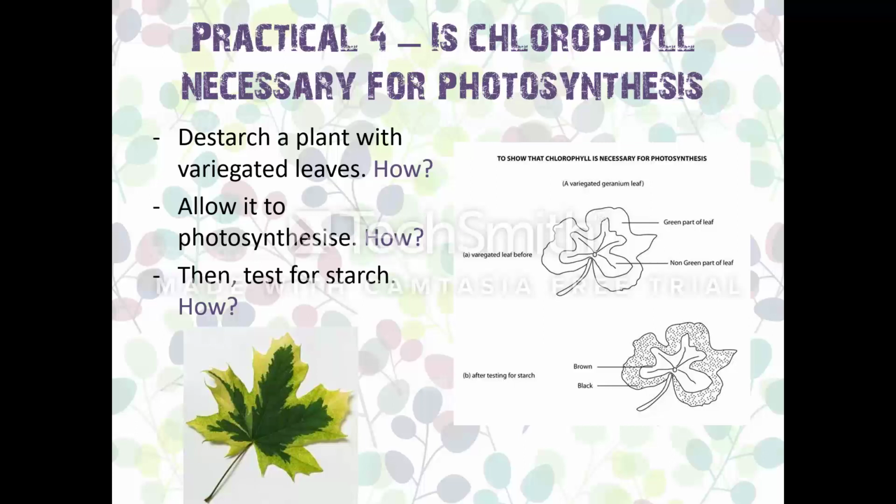At this point, just because these diagrams are what we get, black and brown are not good enough. Blue-black and reddish-brown are your words to use here. Please make sure that you write that down or that you remember that. Brown and black are not good enough as the colors. When iodine tests positive for starch, it turns blue-black. When it indicates negative for starch, it remains reddish-brown.